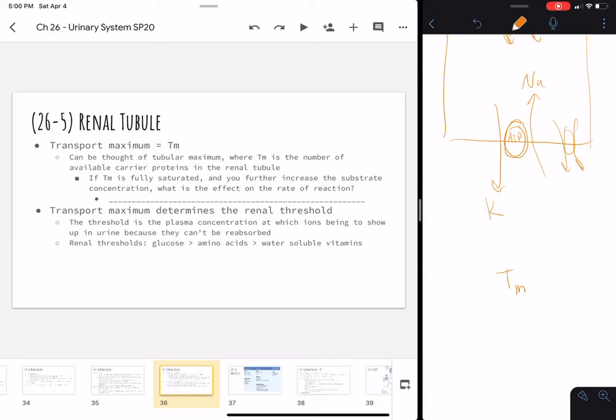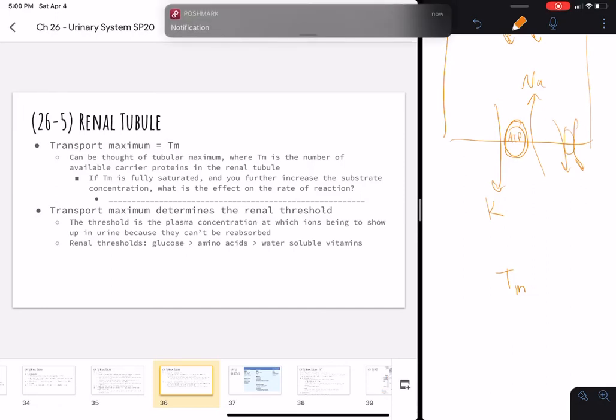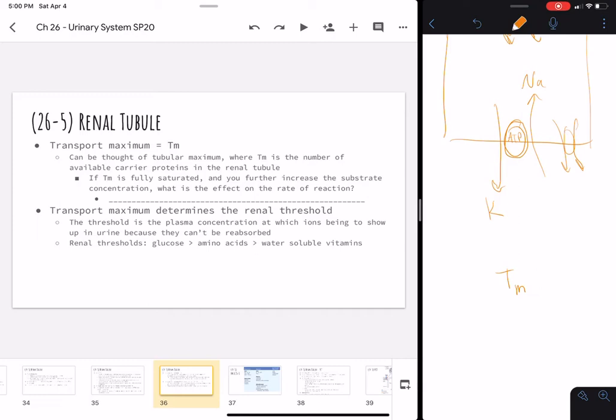So if the transport maximum is fully saturated, that means we have a bunch of carrier proteins at the plasma membrane, and it's full. There's no room for anything else. Oh, and I'm sorry, I should add one other thing. When they're fully saturated, they're also being used at that time. So we're exchanging ions at all of those carrier proteins, and we only have as many carrier proteins as the plasma membrane can even hold.